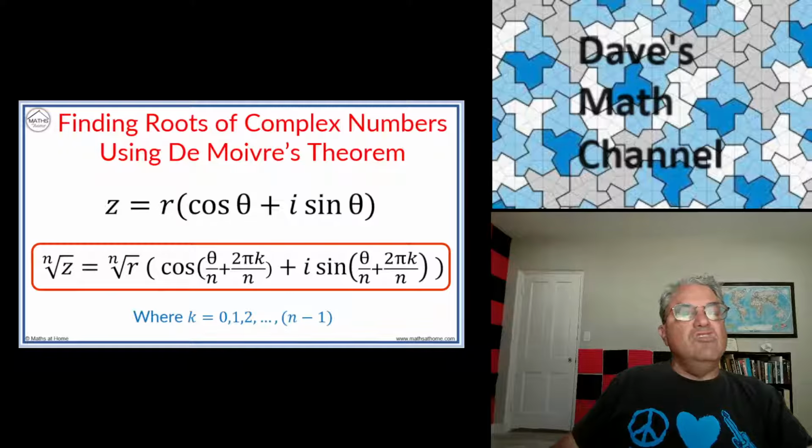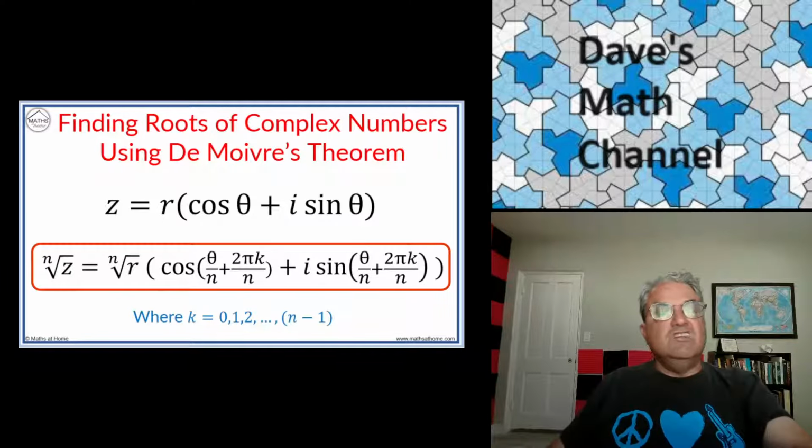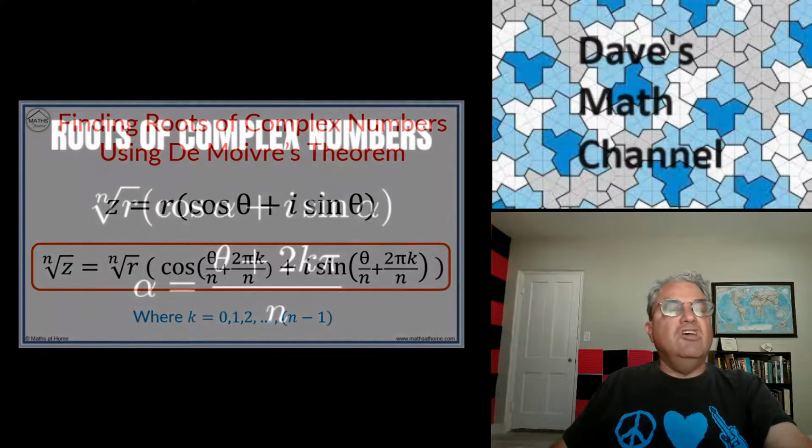So in general, you're going to get n nth roots, and they all have the form nth root of r times cis of theta over n plus 2 pi k over n, where k ranges from 0 to n minus 1. So that's the general formula for finding all the nth roots of an arbitrary non-zero complex number.